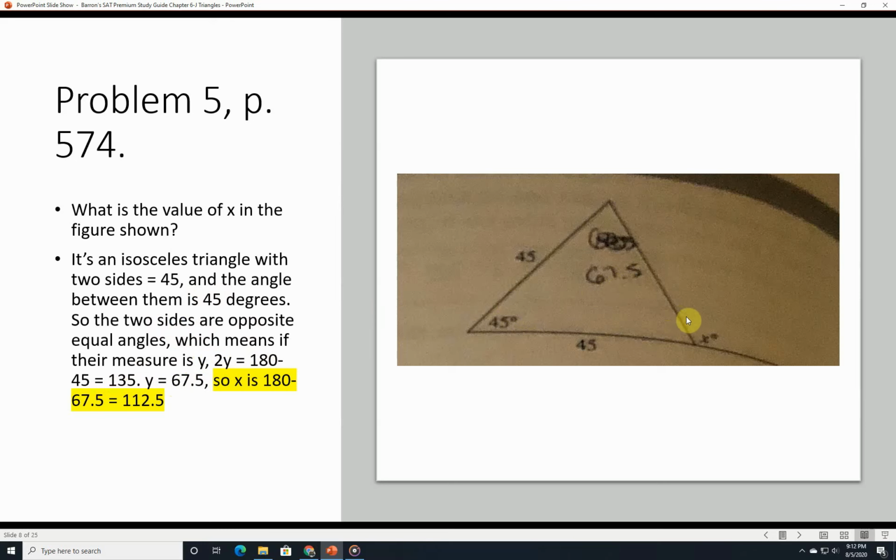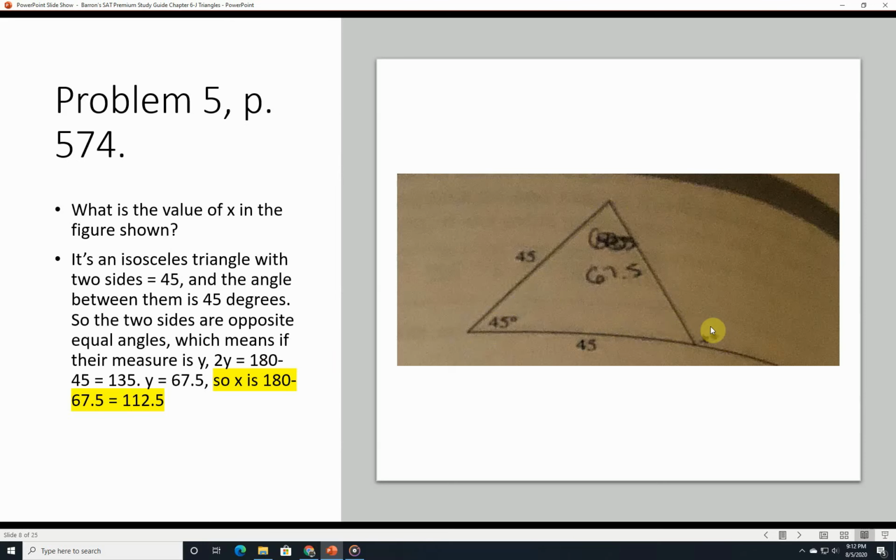So x is going to be 180 minus 67.5, which is 112.5. Now, if I had the measure of both of these angles, which I didn't, then x would be equal to the measure of this angle plus this angle, because this and x have to add up to 180, and obviously this and this also have to add up to 180.